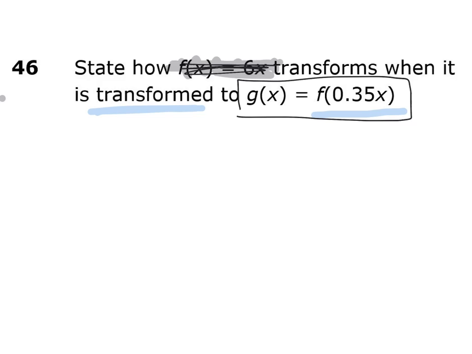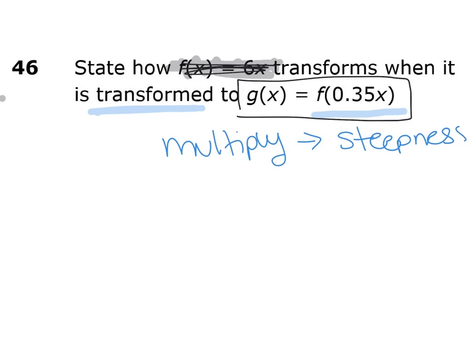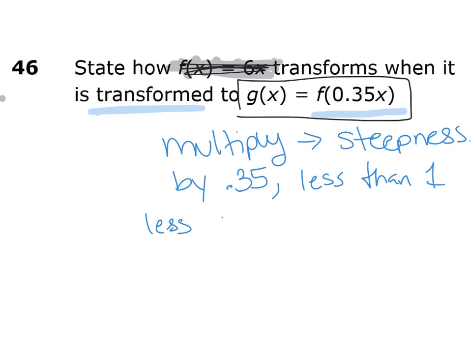Here, we're looking inside the parentheses, and we are multiplying. Whenever you're multiplying, you're talking about the steepness. We are multiplying by 0.35, and 0.35 is less than 1, which means our graph is going to be less steep.